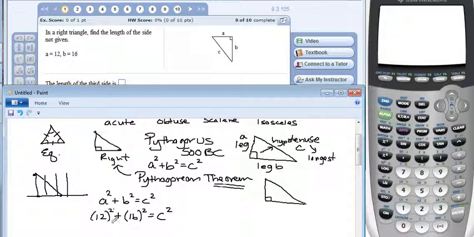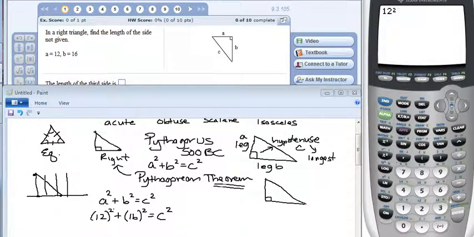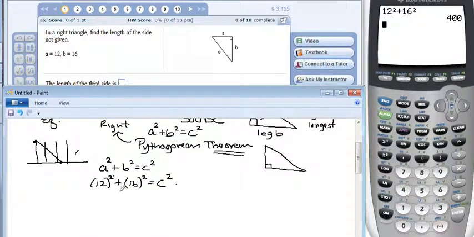Well, let's add these two. Let's use a calculator. 12 squared plus 16 squared is 400. So we have 400 is equal to C squared.